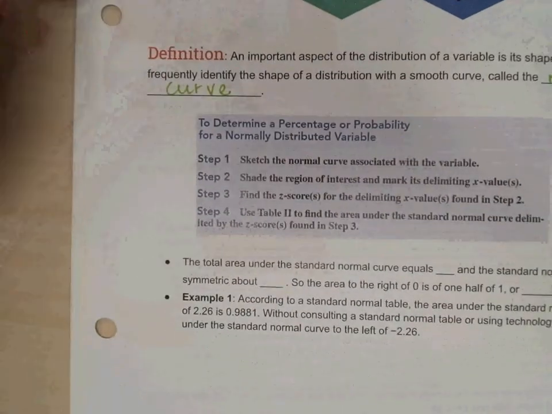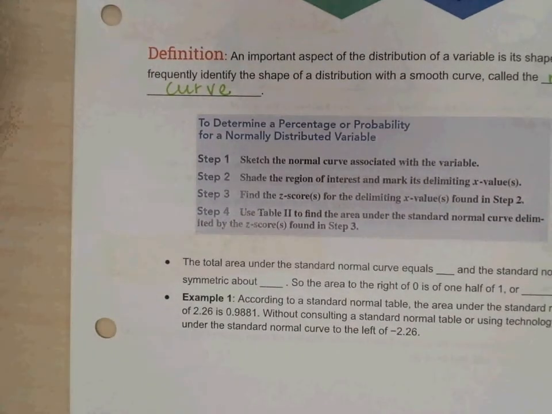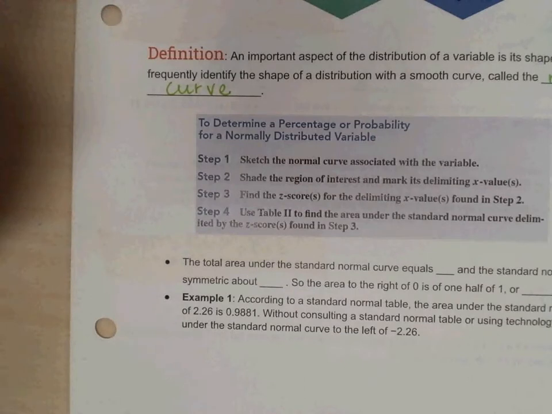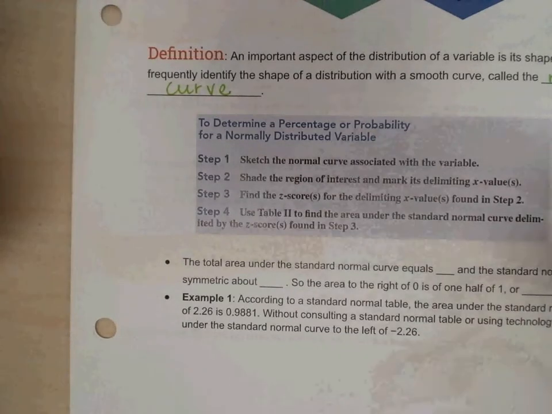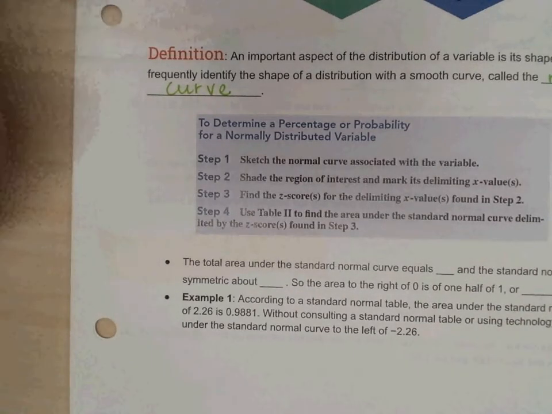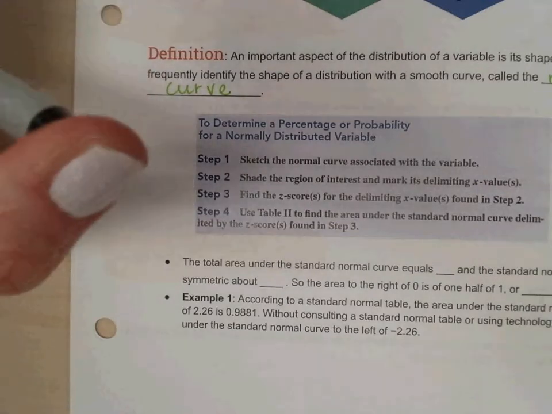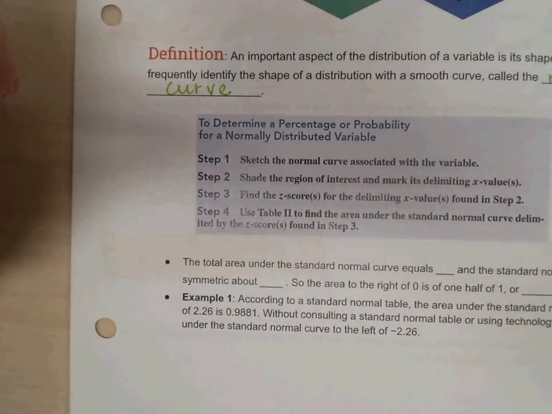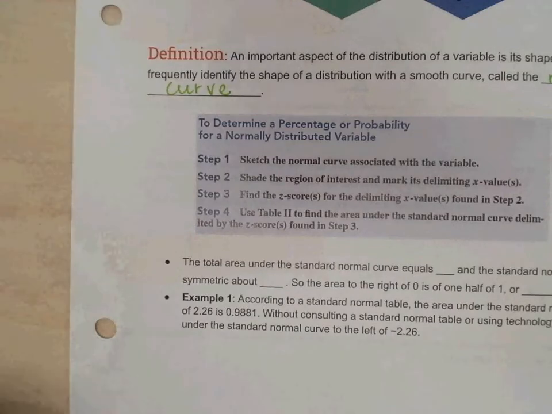We'll jump to our steps here to determine a percentage or probability for a normally distributed variable. Will you read for us, please, Toby? Steps 1 through 4. Step 1: Sketch the normal curve associated with the variable. Step 2: Shade the region of interest and mark its delimiting x values. Step 3: Find the z-scores for the delimiting x values found in step 2. Step 4: Use table 2 to find the area under the standard normal curve delimited by the z-scores found in step 3.